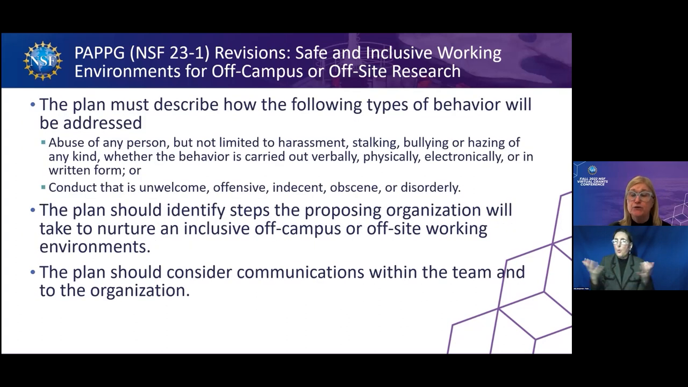Now, what does this plan have to address in accordance with the requirements in the PAP guide? Again, this is a plan for each proposal. The plan has to describe how the following types of behavior will be addressed: abuse of any person, but not limited to harassment, stalking, bullying, or hazing of any kind, whether the behavior is carried out verbally, physically, electronically, or in written form, or conduct that is unwelcome, offensive, indecent, obscene, or disorderly, as well as the steps the proposing organization will take to nurture an inclusive off-campus or off-site working environment. And the plan should also consider communications within the team and to the organization.